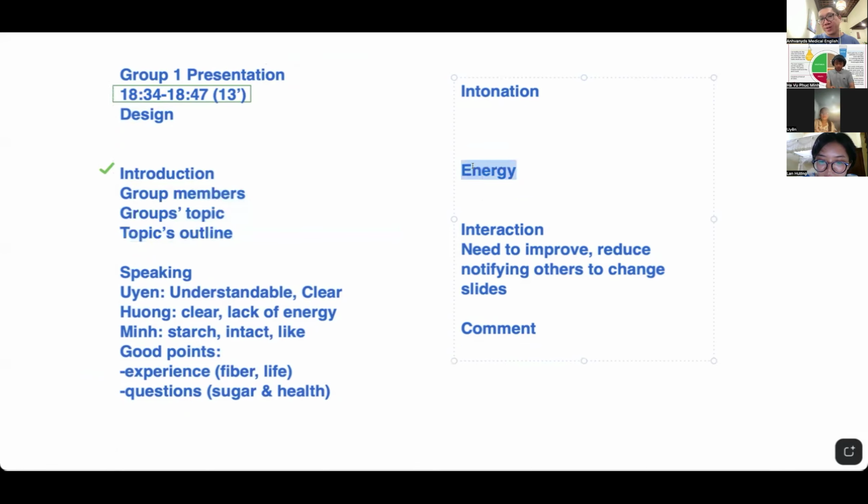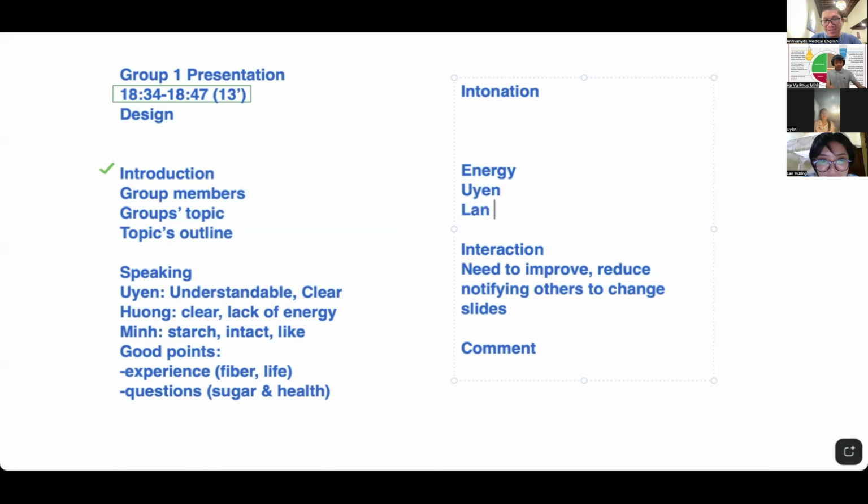Energy. Who wants to improve your energy? Who? Hung and Lang Hương. Okay, especially Lang Hương. You're so shy, so lovely, so you need more energy. You need more energy through your speaking. Voice-wise it's good. You have a good voice and loud enough for everybody to hear you.